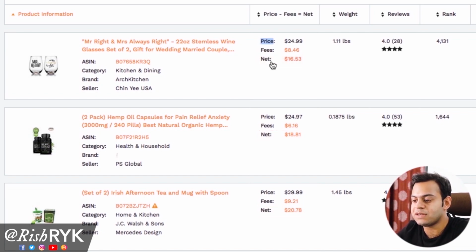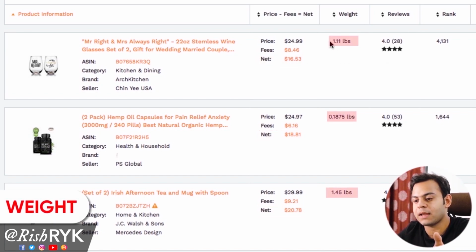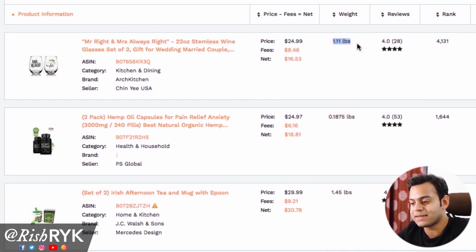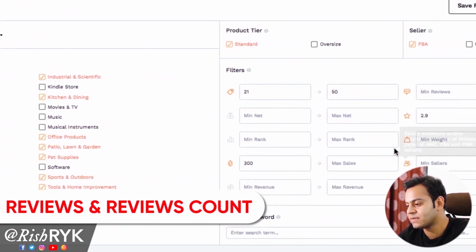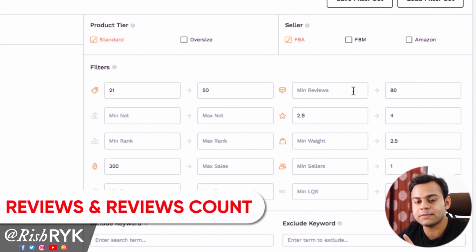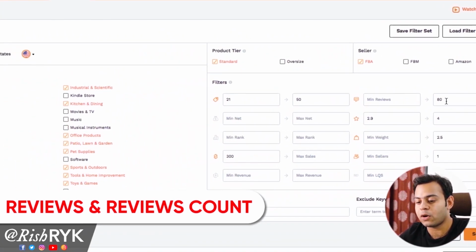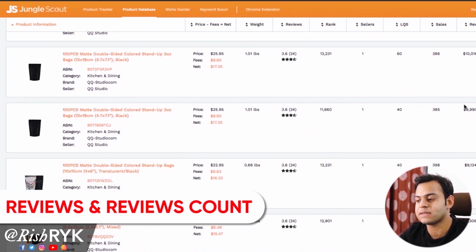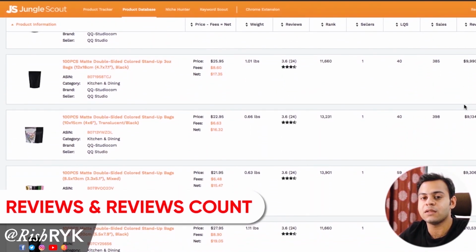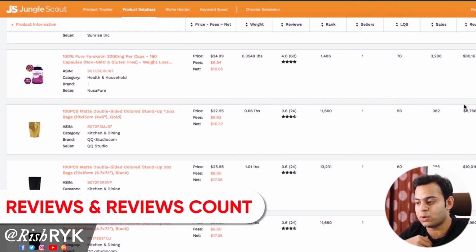Next you see the weight over here, which is the weight of the product, as accurate as Amazon can get. Next you see the reviews and the review count, the average rating of the product and the review count, which again would depend on the search numbers that you put. As you can see over here, we have put a limit of maximum 80 reviews. So you would not see any of the products in this list having more than 80 reviews, because we have filtered the ones which have greater than 80 reviews out.